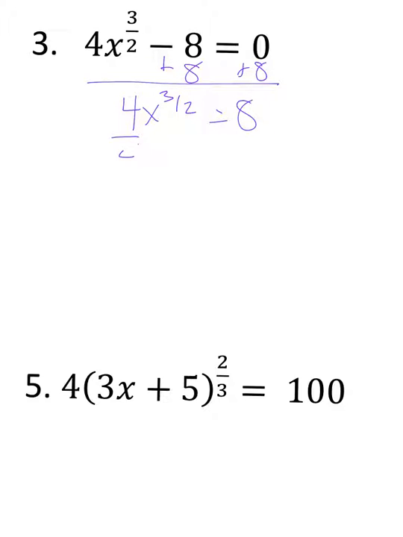And then we're going to divide by 4. And that's the part where people tend to make a mistake. So we have x to the 3/2 equals 2.